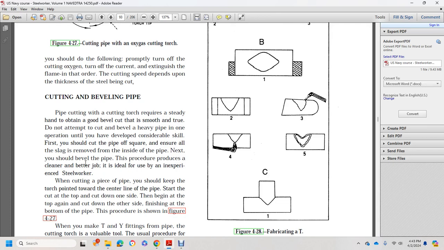First, you should cut the pipe off square, and ensure all slag is removed from the inside of the pipe. Next, you should bevel the pipe. This procedure produces a cleaner and better pipe, which is ideal even for the experienced steelworker.